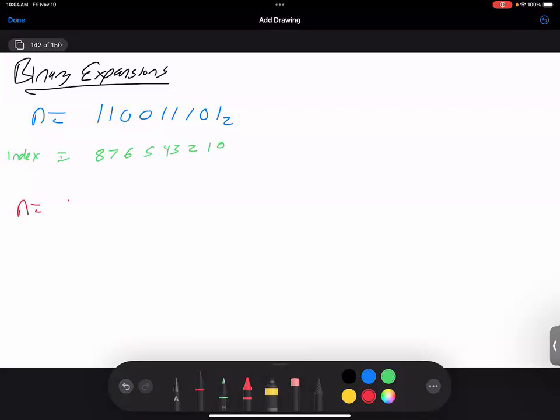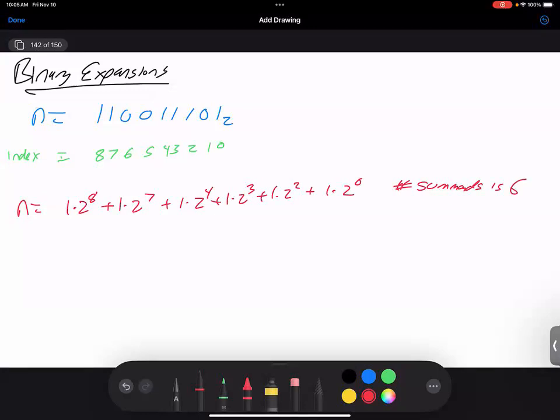And here, we could write n as 1 times 2 to the 8 plus 1 times 2 to the 7 plus 1 times 2 to the 4th, plus 1 times 2 cubed, plus 1 times 2 squared, plus 1 times 2 to the 0. So now notice that the number of summands is going to be 6.